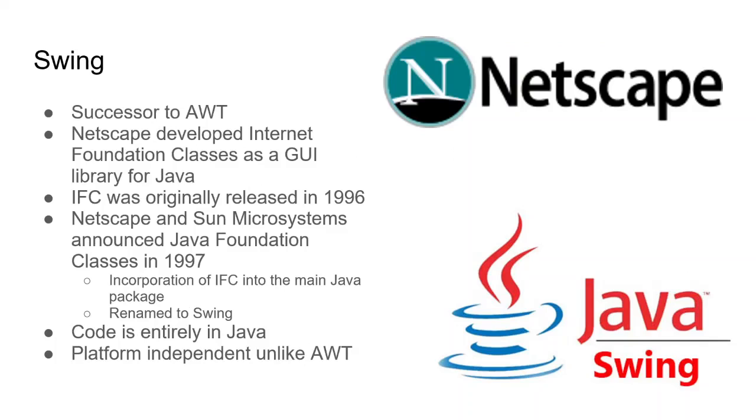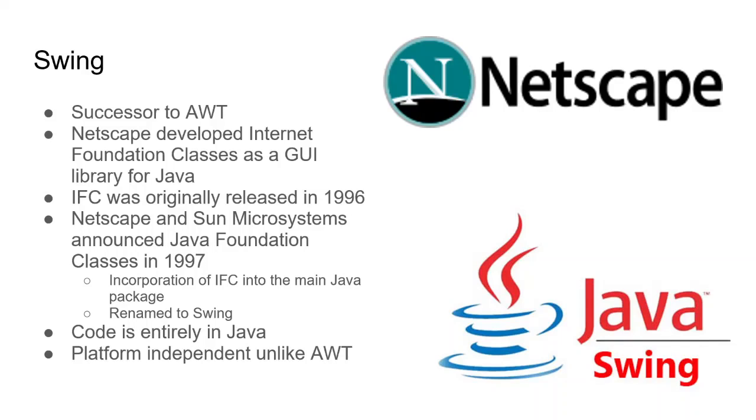So Swing is the successor to AWT. However, it was not developed by Sun Microsystems, but instead developed by Netscape. And Netscape developed it as Internet Foundation Classes, its own standalone GUI library for Java. It was originally released in 1996, only a year after Java released. Netscape and Sun Microsystems teamed up the following year and announced Java Foundation Classes, which incorporated Internet Foundation Classes into the main Java package. This, however, was renamed to Java Swing later, so that's what it's known as nowadays.